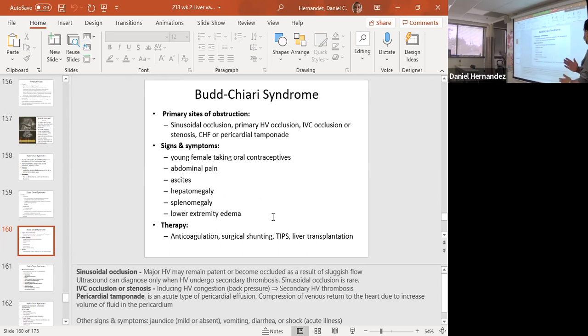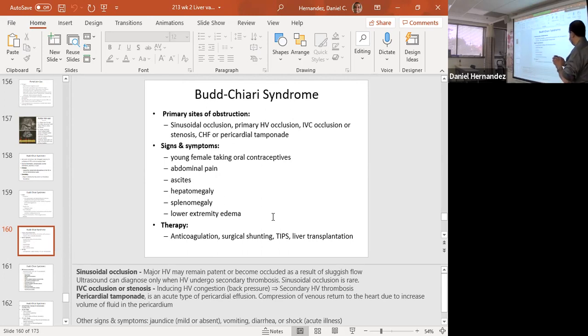So signs and symptoms for Budd-Chiari syndrome. We think of young females potentially taking oral contraceptives. These patients will also have abdominal pain. There'll be development of ascites. They'll have hepatomegaly and splenomegaly.